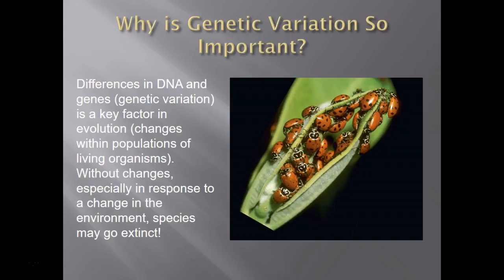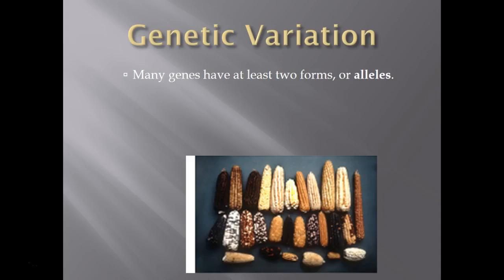And because of genetic variation, when there is a change in the environment, a species will have a better chance of surviving. Think about if all of these ladybugs had the exact same DNA and you sprayed them with a pesticide that killed one. Well, it's going to kill them all. So the fact that there's genetic variation is a positive for any species.